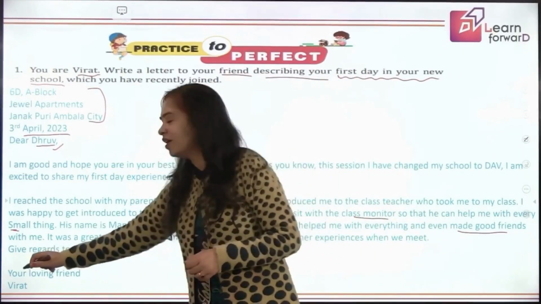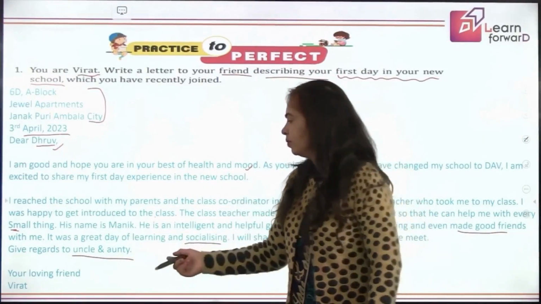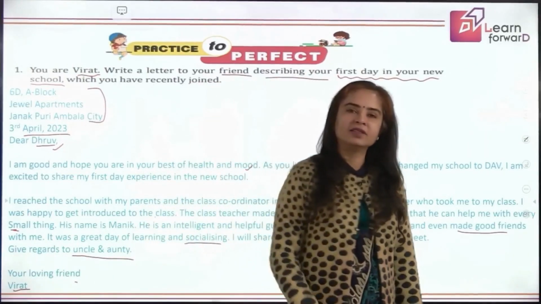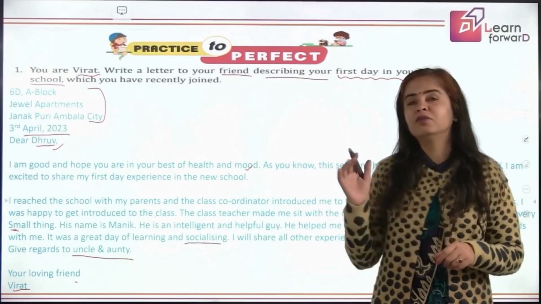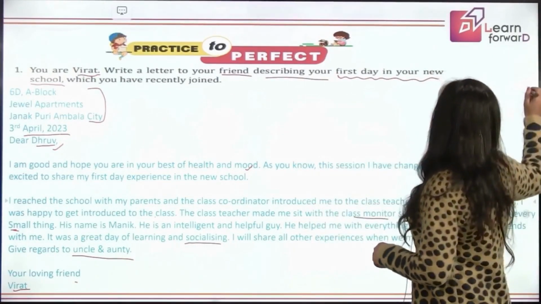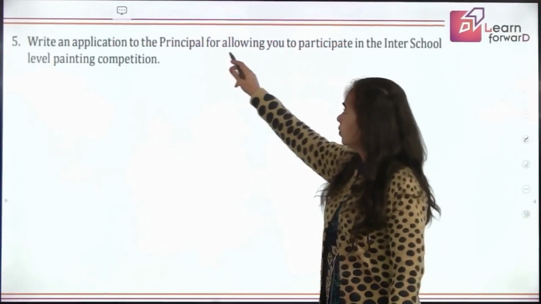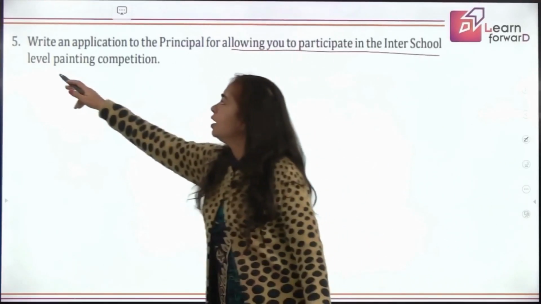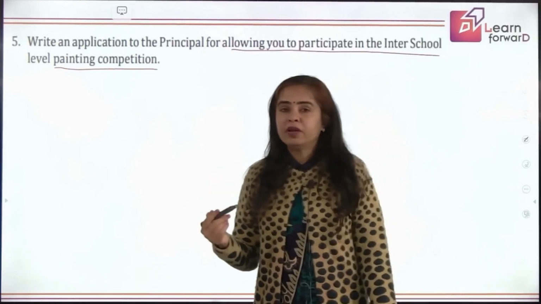And then see, finally, give regards to uncle and auntie. Your loving friend, and you are going to write here Virat. So I hope this is clear how we write the letters, the formal letters and the informal letters. Then there is one more. Write an application to the principal for allowing you to participate in the inter-school level painting competition. So I hope you can write that.